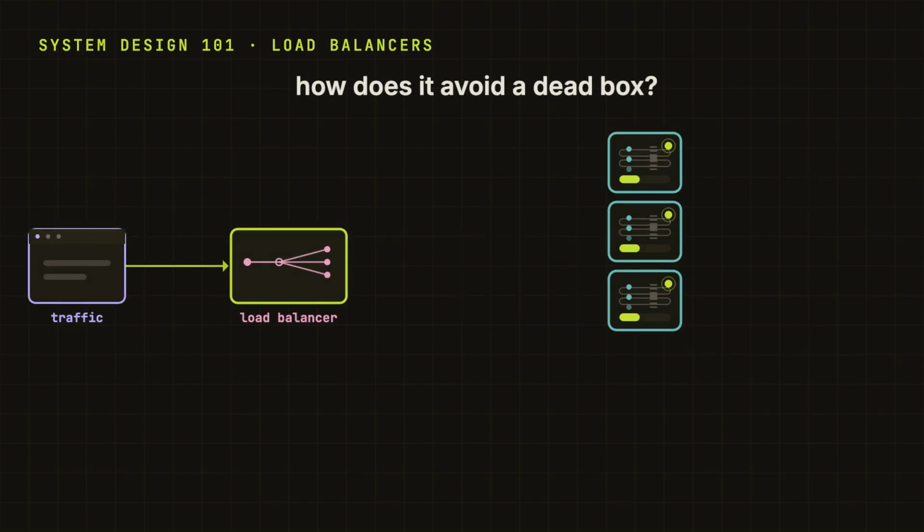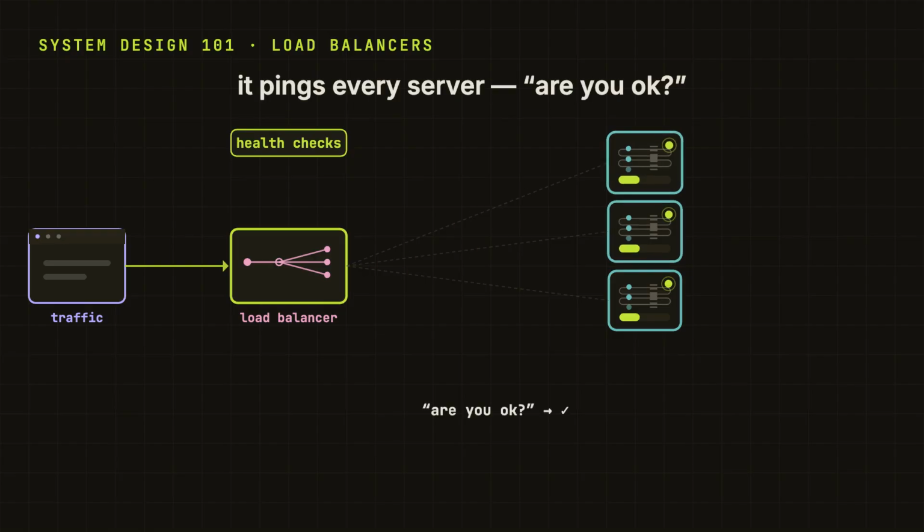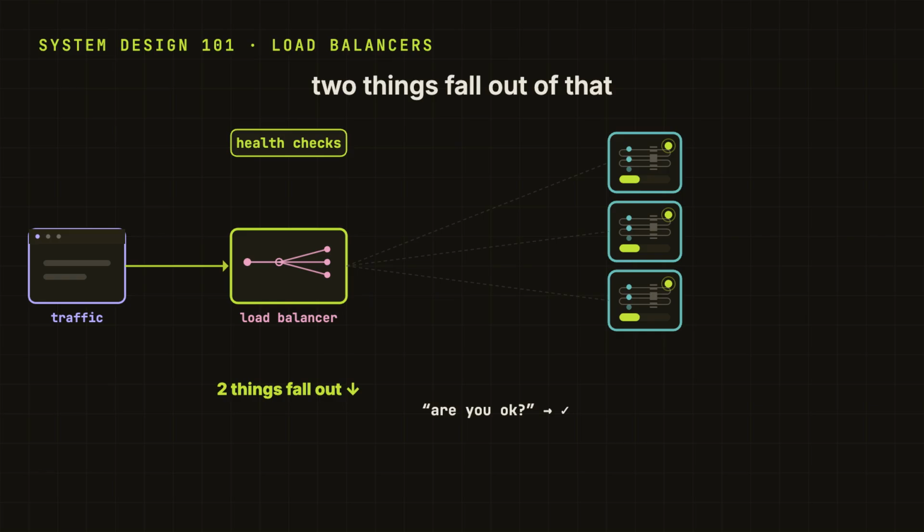So, how does the front door keep from sending you to a dead or half-booted box? The answer is health checks. The load balancer is constantly pinging every server behind it, a tiny request that just asks, "Are you okay?" every few seconds. And from that one habit, two really important things fall out.